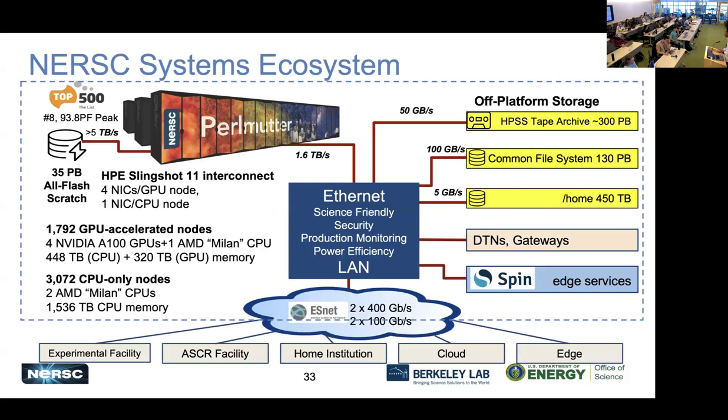And so Perlmutter, our flagship supercomputing system, is one of these systems that contains scientific components that are useful for different groups. It consists of GPU as well as CPU nodes that can be utilized. We have almost 1,800 GPU-accelerated nodes that can be utilized for advanced scientific applications, deep learning, neural network modeling, and machine learning. We have our CPU-only nodes that can be utilized as well for more traditional scientific applications and scientific simulations.